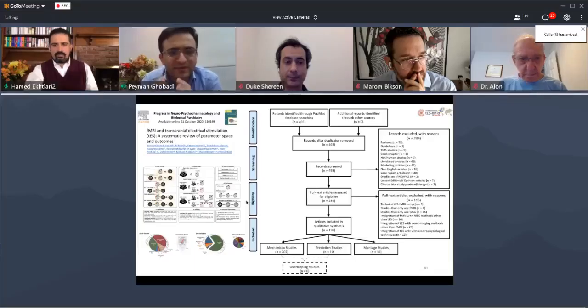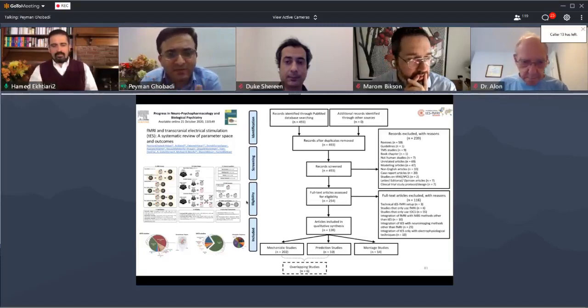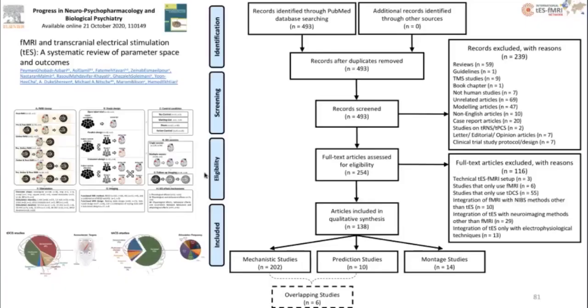Therefore, to assess the state of reproducibility in concurrent tES-fMRI research in the context of our proposed checklist, we reviewed the concurrent tES-fMRI literature. We used the database of one of our other studies, which was a systematic review of all the studies combining tES with both online and offline fMRI, which you can see on the left hand. On the right hand, you can also see the PRISMA flowchart of the systematic review. Please, next slide.